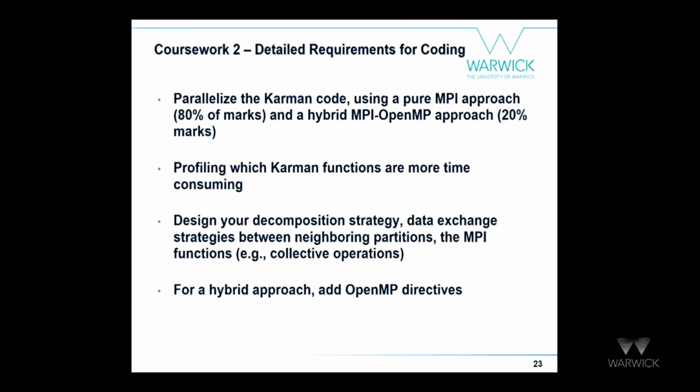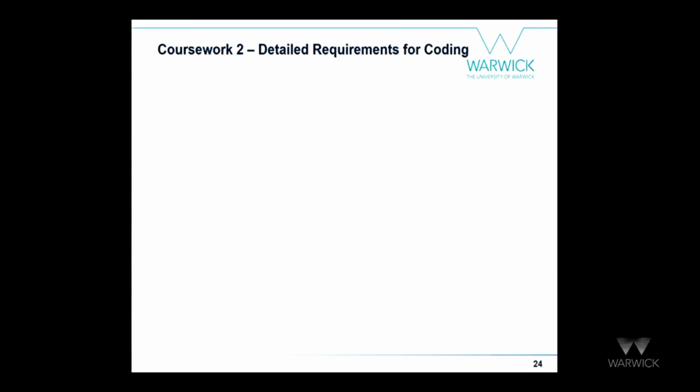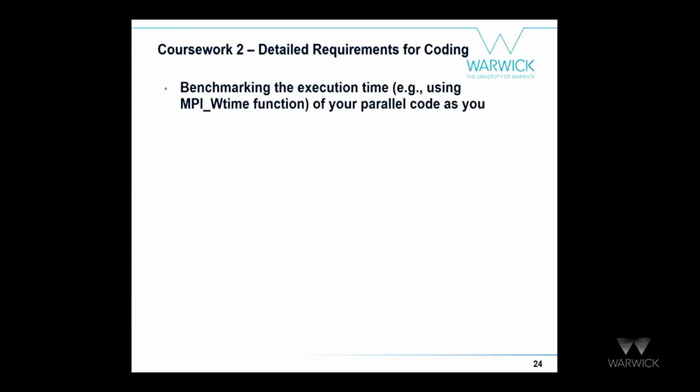For a hybrid approach, obviously you need to add the OpenMP directives. You need to benchmark the execution time of your parallel code. So you have your pure MPI program or hybrid program. You need to benchmark what's the execution time of your parallel program over different number of processes.